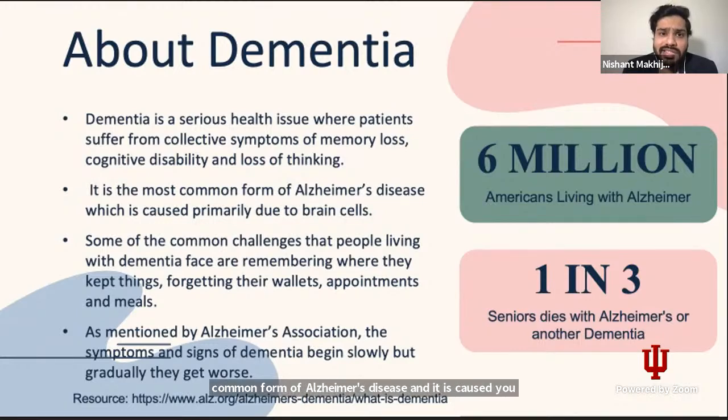Some of the common challenges which people living with dementia face are forgetting meals, forgetting wallets, and where they have kept things. The symptoms of Alzheimer's begin slowly and gradually get worse with time and age. Looking at some of the key numbers, around 6 million Americans are living with Alzheimer's disease, and 1 in 3 seniors dies with Alzheimer's or another type of dementia.